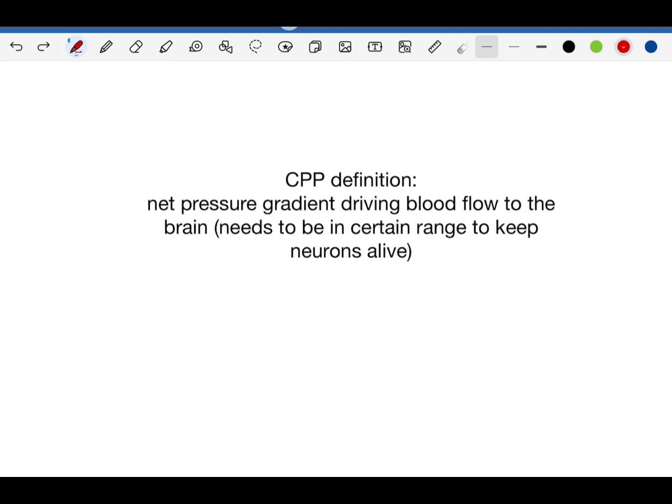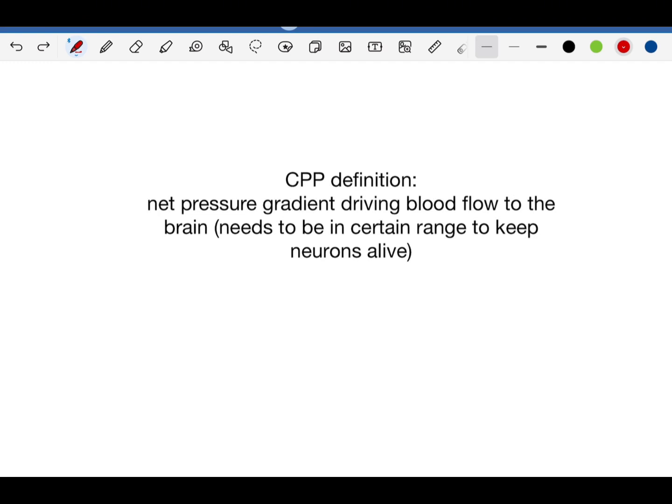So in a clinical context, you may hear someone talk about cerebral perfusion pressure when you're in an ICU setting, maybe the trauma ICU, the medical ICU, or even in the emergency department. But the important piece to remember is that the definition of cerebral perfusion pressure is the net pressure gradient driving blood flow to the brain.